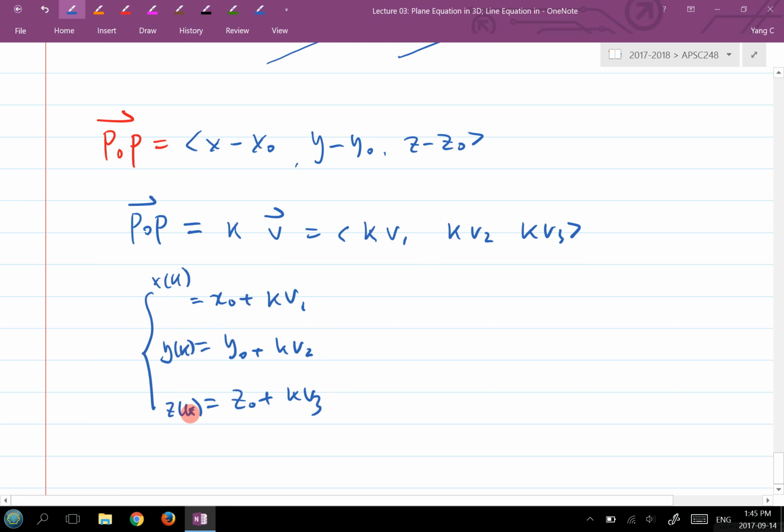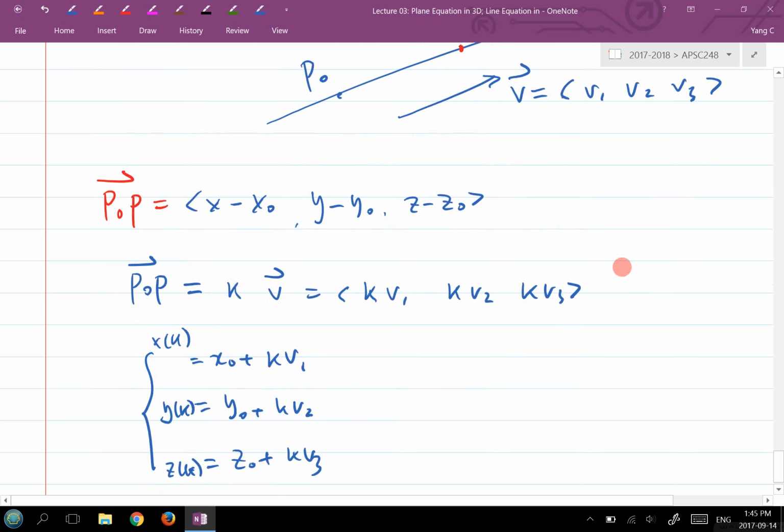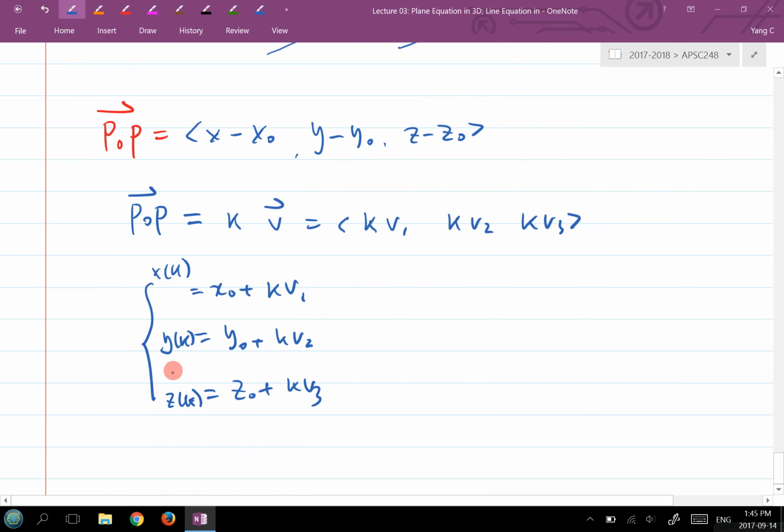If you give a different value of k, you're going to get different coordinates for the point P. So you substitute different k here, and you get different coordinates. If your line really goes from negative infinity to positive infinity, from one end to the other, then your k value can be taken as any number from negative infinity to positive infinity.